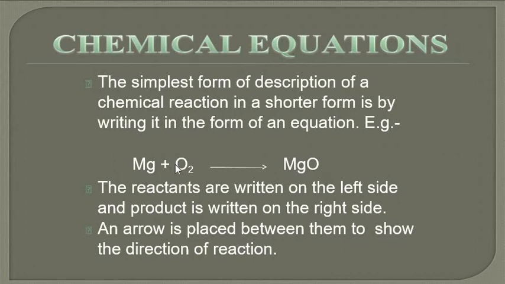Here Mg and O2 both are the reactants and MgO is the product. The arrow is placed between them to show the direction of the reaction. That means magnesium and oxygen are converting into magnesium oxide.